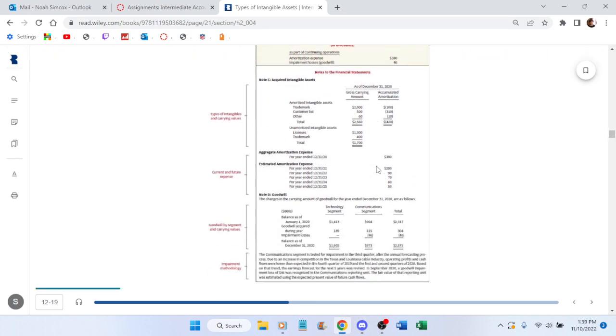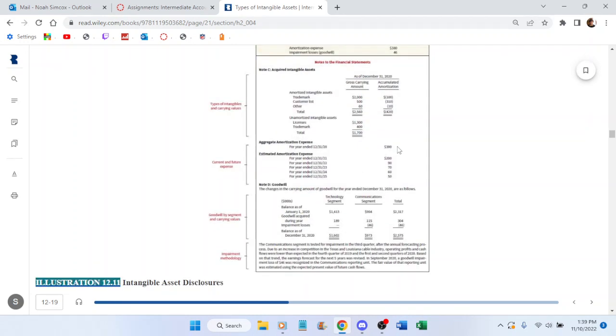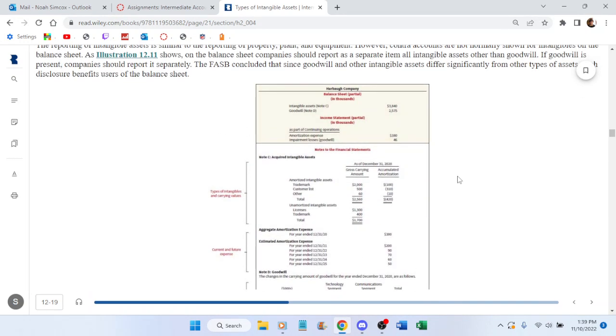It's too tiny, I can't see it. Really? Balance sheet. We got intangible assets and goodwill. Goodwill is separate from everything else. Intangible assets are separate. Income statement. As part of continuing operations, amortization expense, impairment losses, goodwill. Notes. More details are disclosed in the notes.